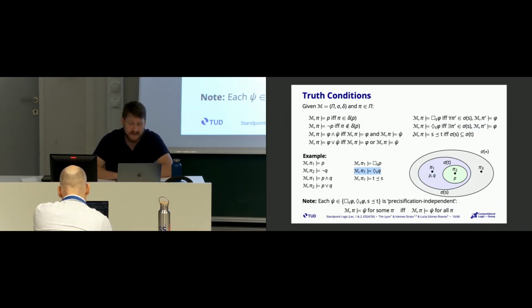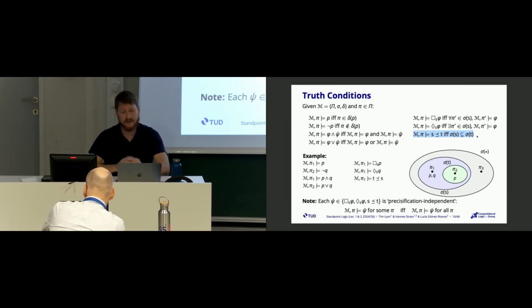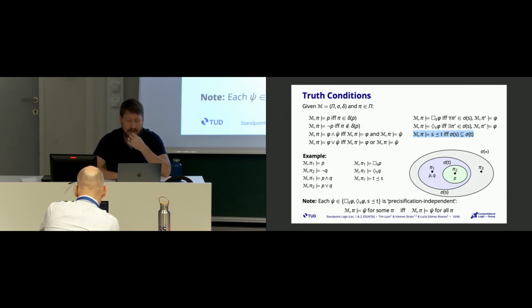And last we have the sharpening statements, which are encoding the intuition that I mentioned earlier, that standpoint S inherits the information from standpoint T. So S is sharper than T in M at pi, if and only if the interpretation of S is in fact a subset of the interpretation of T. Now in this example model, we have that the interpretation of T is this green oval, which serves as a subset of the purple one, which is the interpretation of S. So we can say that T is sharper than S.